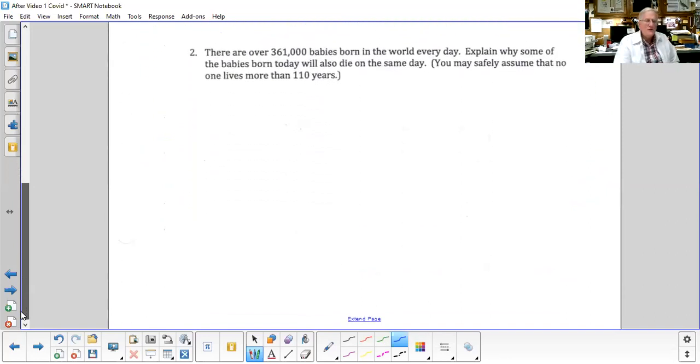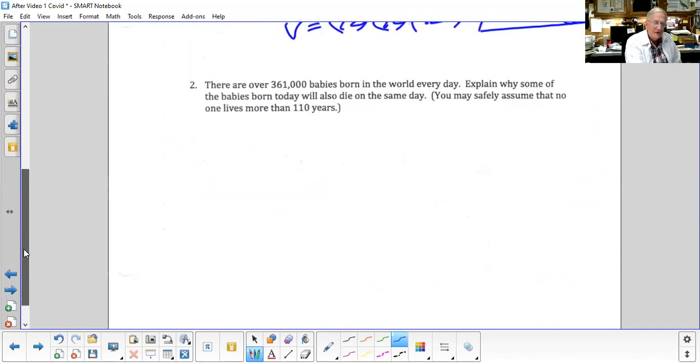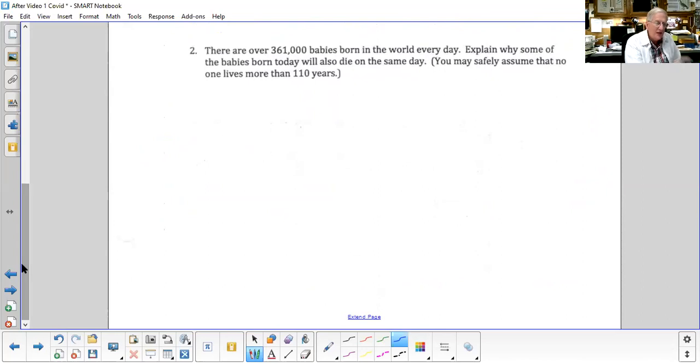There are 361,000 babies born in the world every day. Explain why some babies born today will also die on the same day. You may safely assume that no one lives more than 110 years. Okay? Now, I don't want to sound morbid here. We're not talking about the baby dying on the day it was born. We're talking about the baby dying on their birthday.